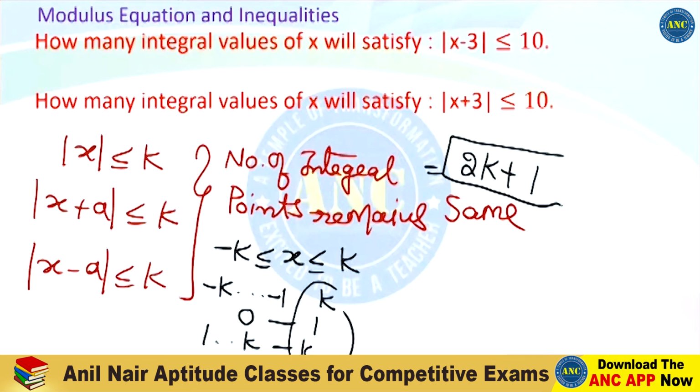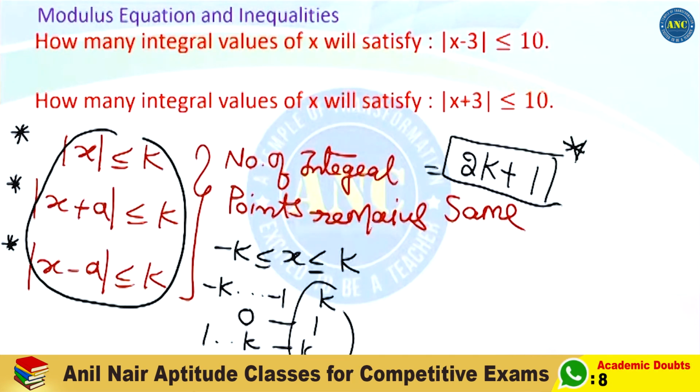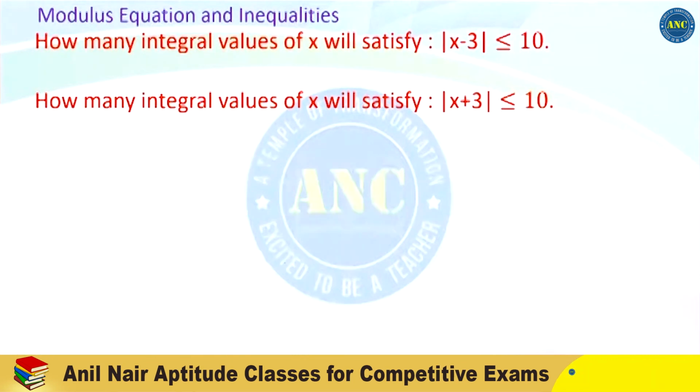2k plus 1, whether it is mod x less than or equivalent to k, shifting it to the left-hand side by a units, or shifting it to the right-hand side by a units. Are you all with me? In all these three, the number of integral points is always 2k plus 1. You don't need to do it right for anything.